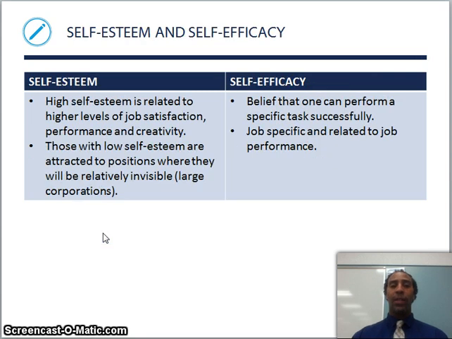Self-esteem and self-efficacy. So self-esteem: high self-esteem is related to higher levels of job satisfaction. So you have high self-esteem, you have a lot of satisfaction in regards to your job. I feel like I'm doing a good job. I feel proud of myself.